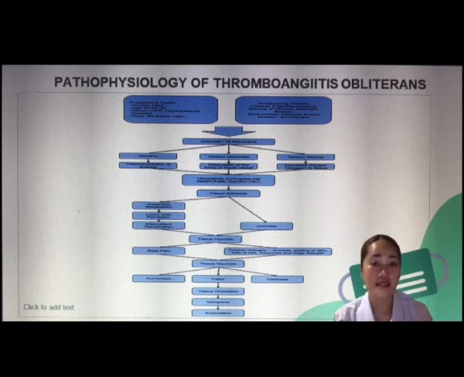So that is the pathophysiology of thromboangiitis obliterans, or Buerger's disease.